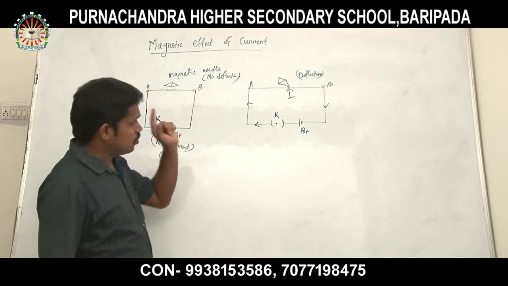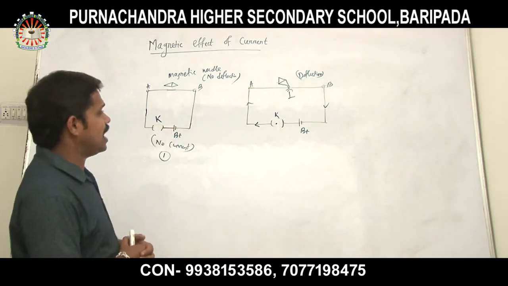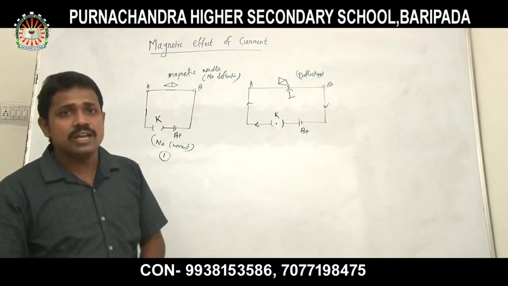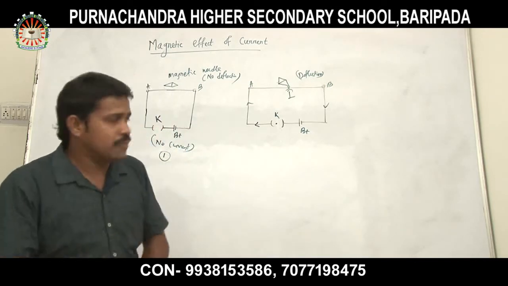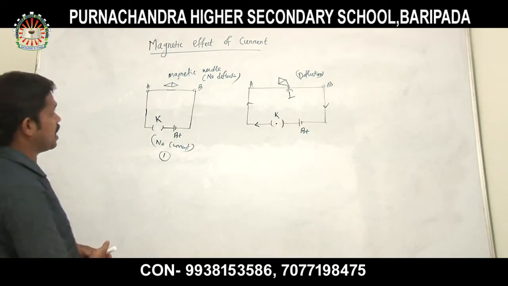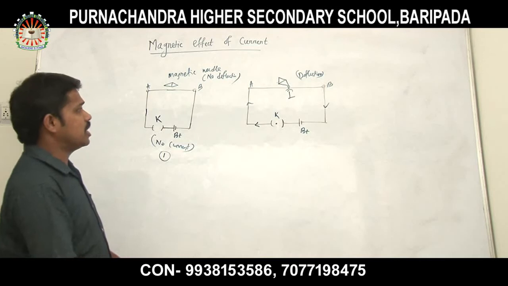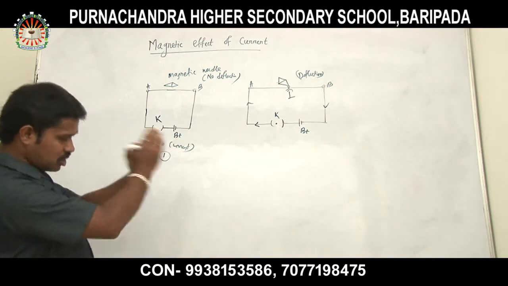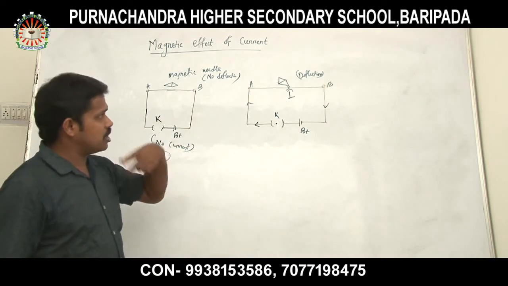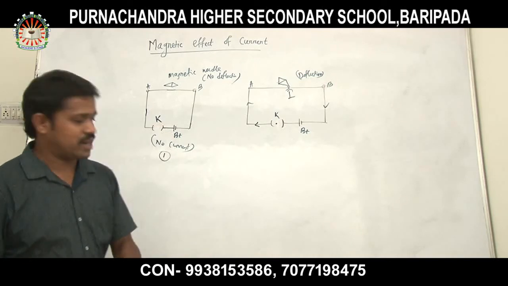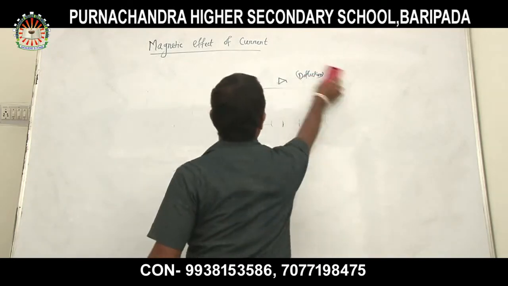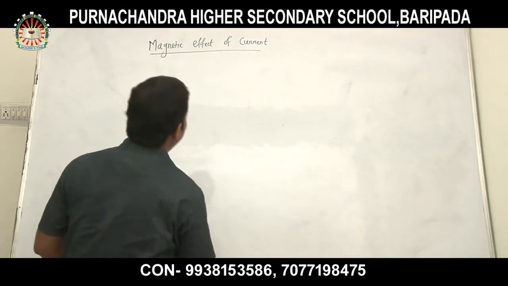That means we can say that due to the flow of current in a conductor, a field is generated or produced around the conductor. That field is nothing but your magnetic field. Clear? So this is some discussion about the Ørsted experiment, and from this it was observed by Ørsted that due to the current flow a field is generated around the conductor, and that field is called a magnetic field. Clear?